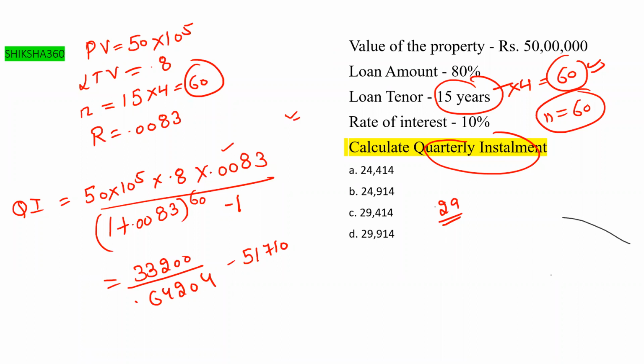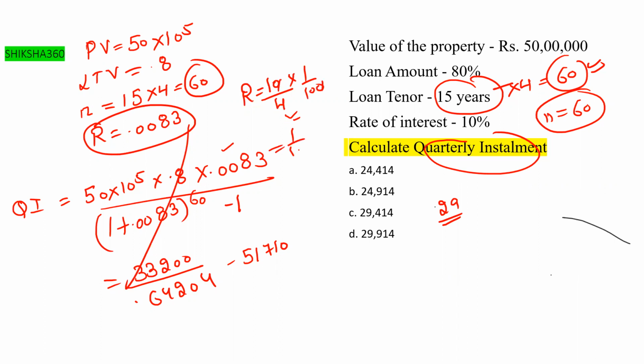Yes, the mistake is in the interest rate. So let's do it once again. R here is equal to 10 upon 4, not 12. That is 10 upon 4 into 1 upon 100, which is 1 upon 40. The interest rate here is 0.025.